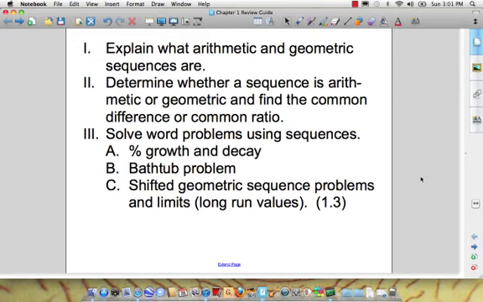This review guide should help you prepare for the Chapter 1 test tomorrow. I've written the test, and in this video I've created an outline of what is covered on the test.